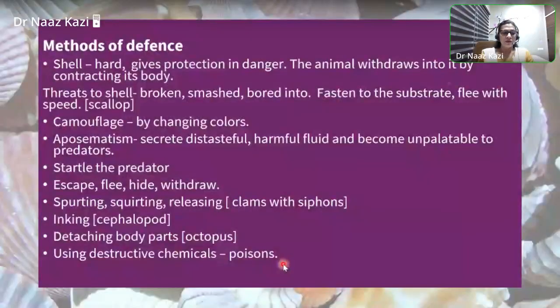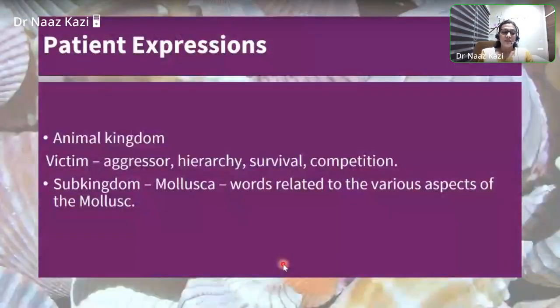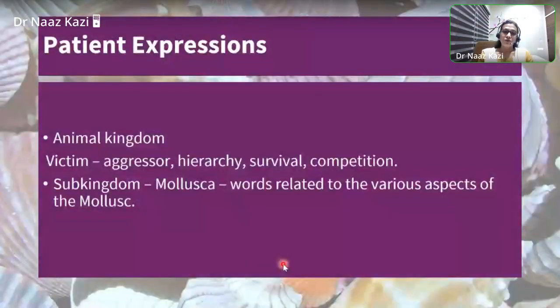Then how is all this expressed in our patients? After having this knowledge, how do they express in our clinics? First of all, we come to the animal kingdom, where we will have victim-aggressor themes. We will have the hierarchy, survival, competition, right? And then we will see the subkingdom, the mollusca, the words of which are related to various aspects of the mollusk. That is what we saw in the previous slide. We saw all the structure of the mollusk, because somewhere we will find these words in our patients. So let's have a look at what all can be expressed by our patients.